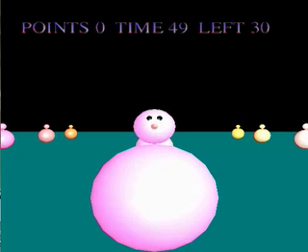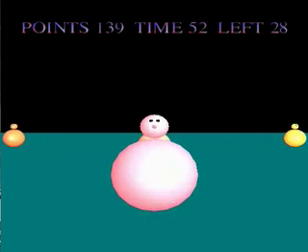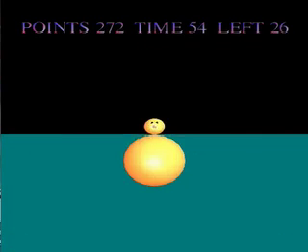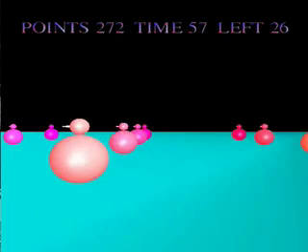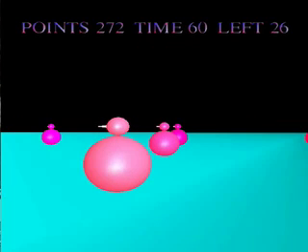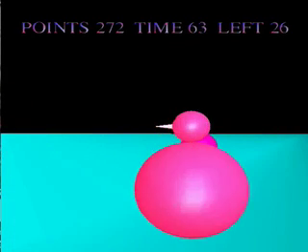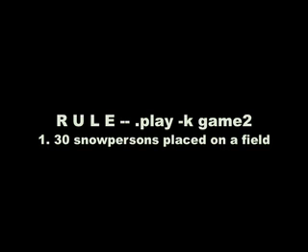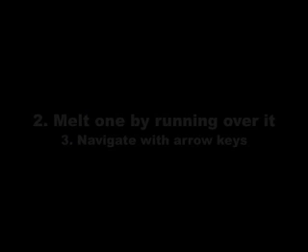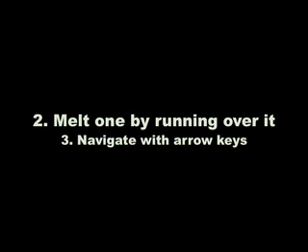Okay, Fluffy says it's time for game number 2, which I call Melt the Snow People. Basically, there are 30 snowmen on a field. It's a first-person shooter game because you're looking right out of your eyes into the snowmen. Use the arrow keys to navigate, and you have 2 minutes to basically run over the snow people and melt them. If you melt a snow person within the 2-minute limit, you get positive points, and if you go over 2 minutes, then you get negative points.